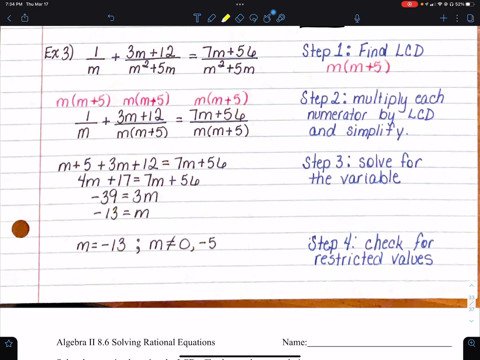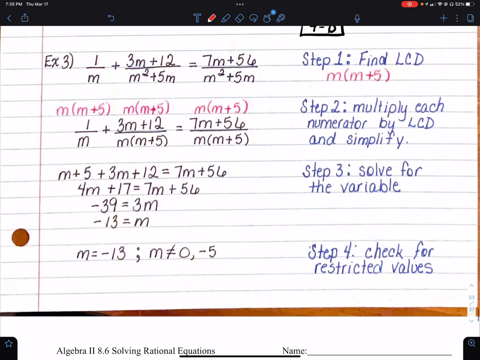So in this first one, I have m plus 1 divided by m, plus 3m plus 12 divided by m squared plus 5m, equals 7m plus 56 divided by m squared plus 5m. Now, I found the least common denominator to be m times m plus 5. This is so important. Back with that review that we did when we first started rationals, we needed to look for the GCF. So m squared and 5m both have an m in common. So we could factor out an m. So we would be left with m times m plus 5 here as well. So that's where I got the least common denominator from.